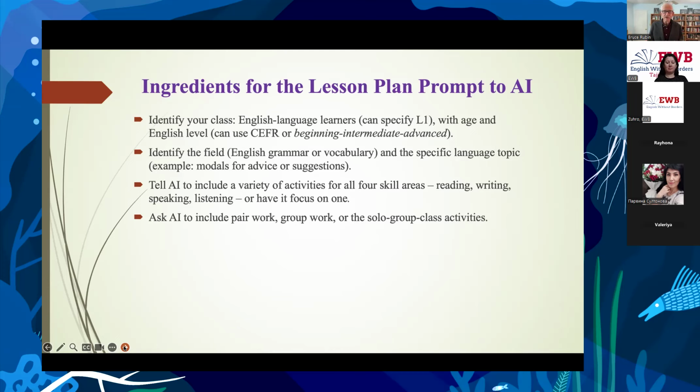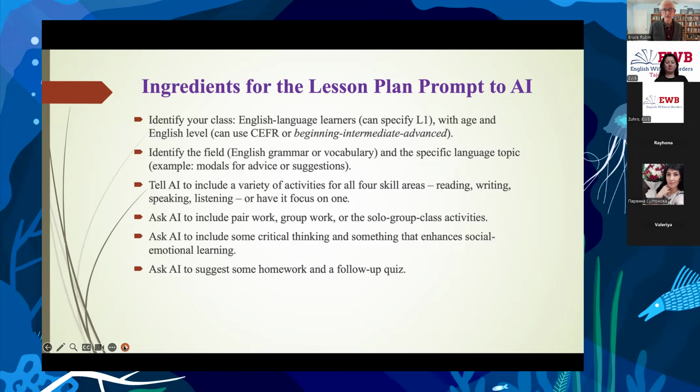Very typical for me is to first ask students to think for themselves. Then they share it as a group. Then we share it as a class. And then ask AI to include some critical thinking and something that enhances social emotional learning, and ask AI to suggest a little homework and maybe a follow-up quiz.